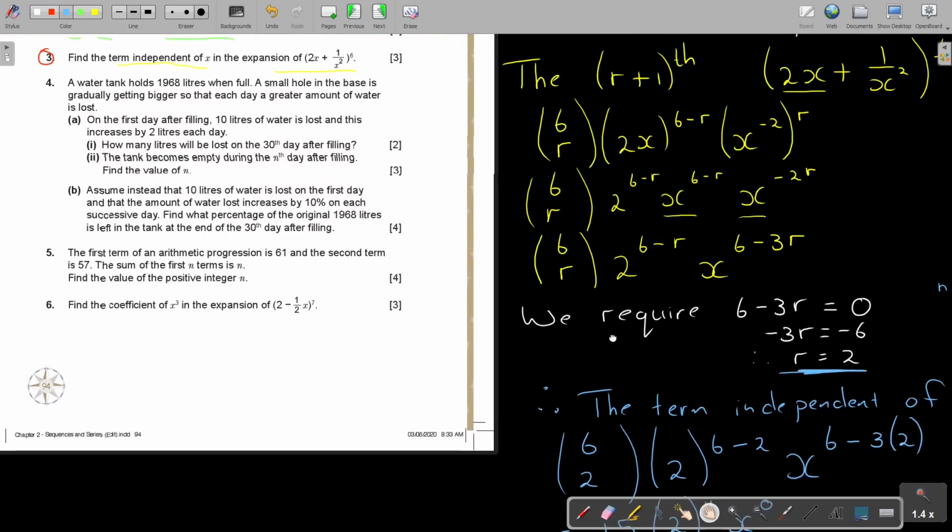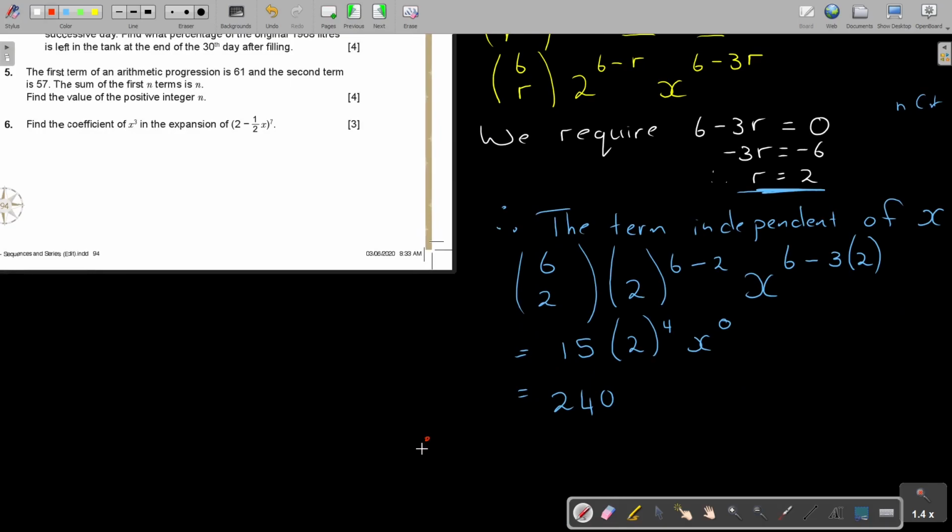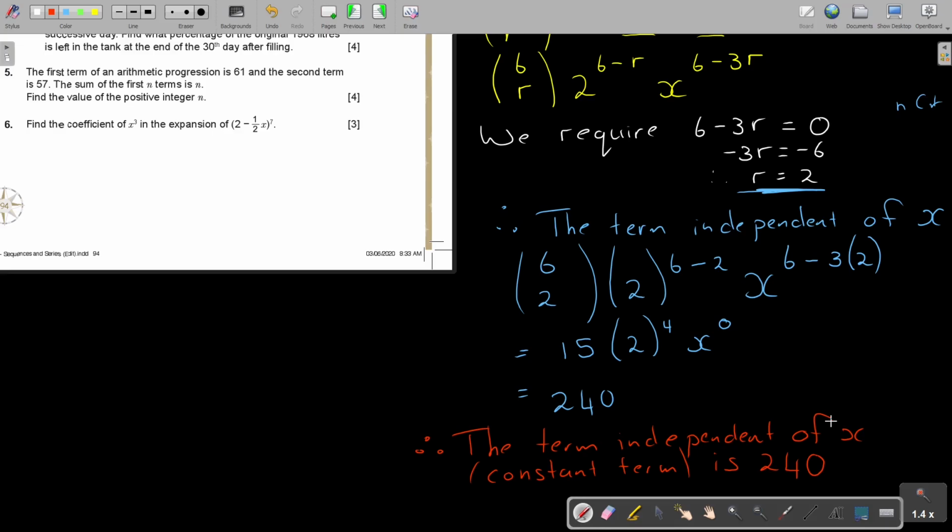Find the term independent of x. So I can say, therefore, the term independent of x, or the constant term, is 240. And that's how you do it.